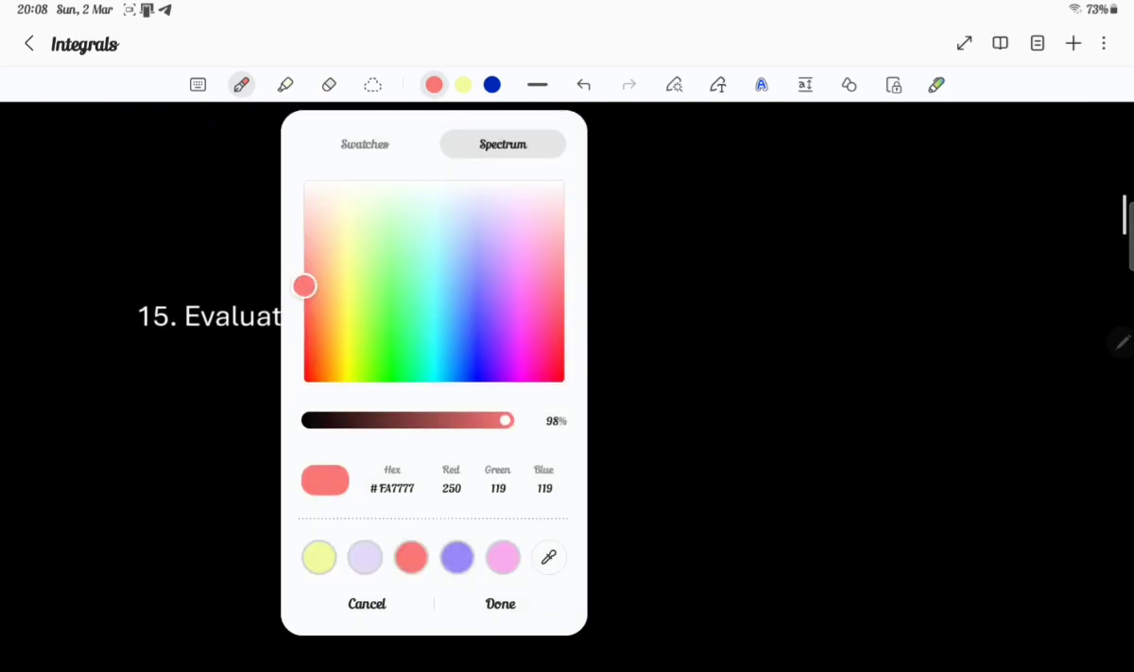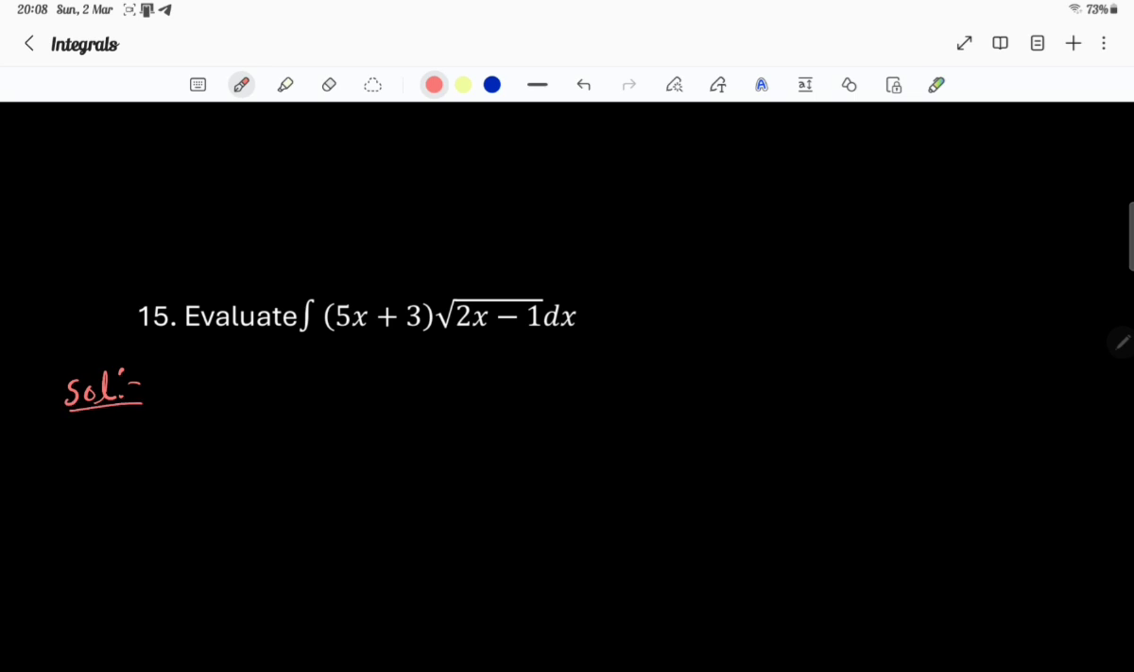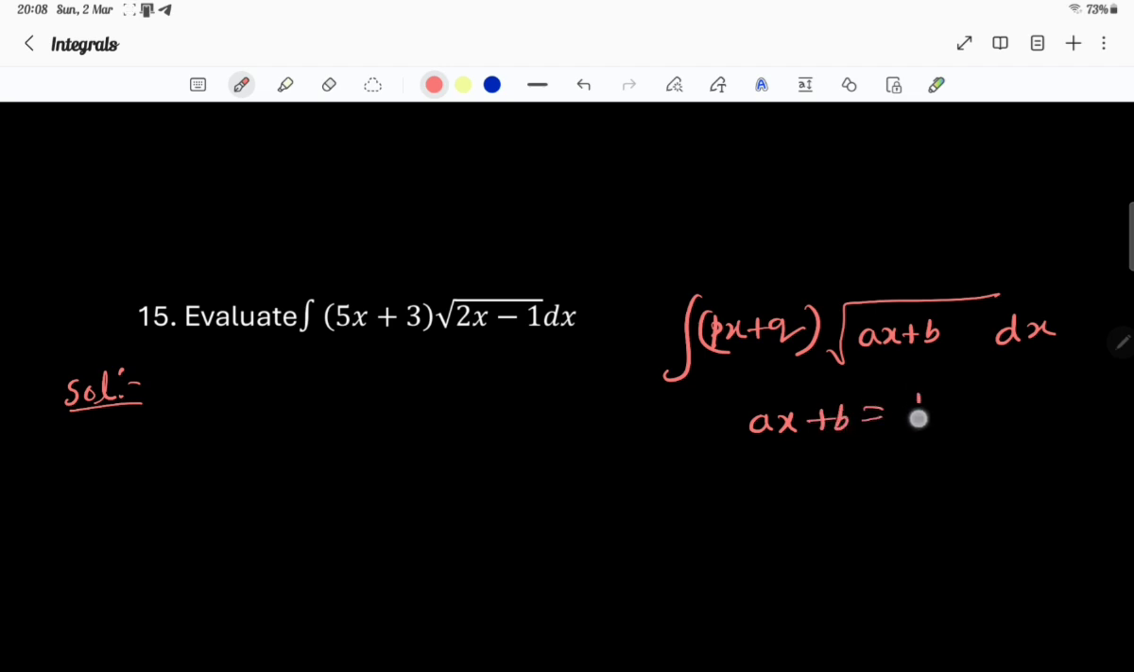Next, question number 15. Question number 15 also is very easy. If this type of function is there, like suppose a linear factor px plus q is outside the square root and inside the square root another linear factor, in that case you will take ax plus b as t or t square. You can take t or t square. Understood? Then you will put this inside the integrand. Understood? So from here x you will get t minus b by a. If you take t, x equals t minus b.